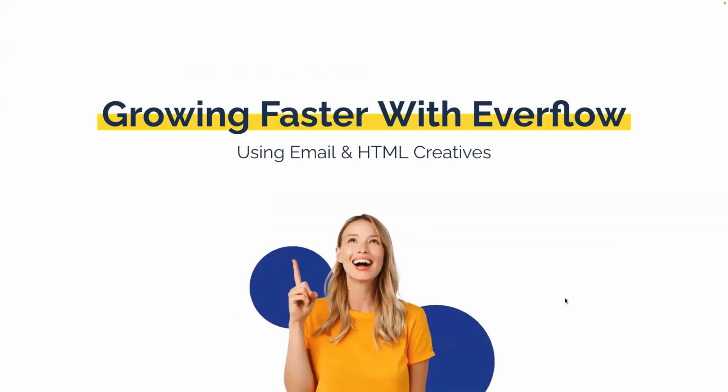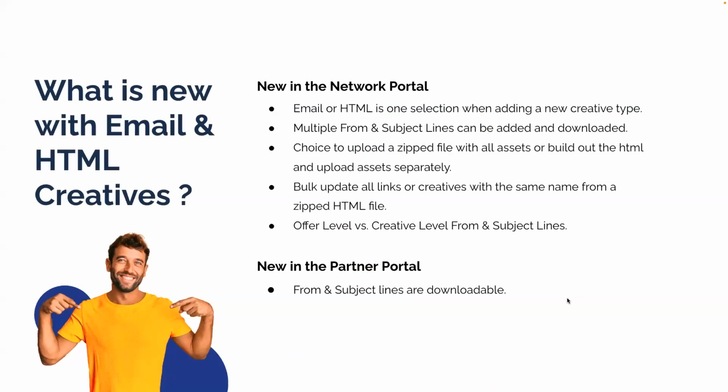Okay, so we're going to be going over, again, using the email and HTML creatives. So what is new? We heard you, and we heard that there are a lot of improvements that could be made to the HTML creative. So the number one thing that we did was, instead of giving you two options, email or HTML, to select when creating a new creative type, because really they're the same, we made it one creative type. So now you don't have to choose between the two. You can also add from and subject lines to the creative itself, as well as on the offer level, and both are downloadable once added.